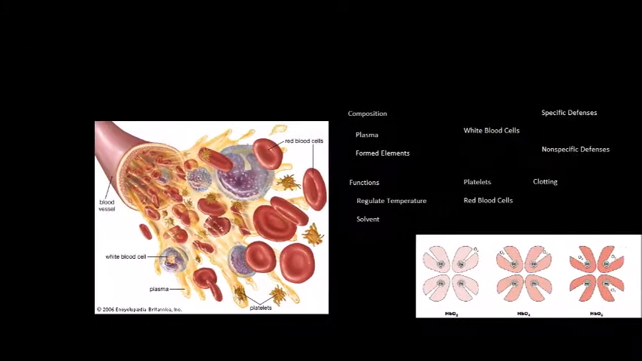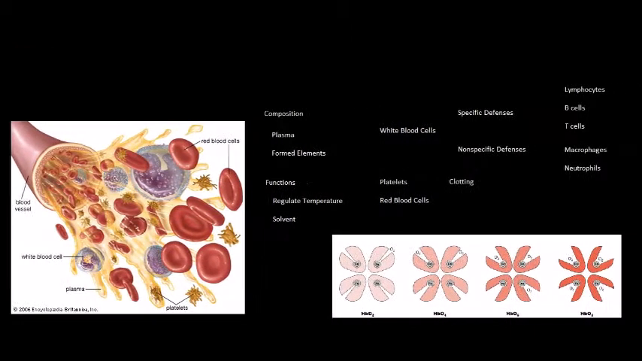Now let's discuss blood. The two main components of blood are plasma and formed elements. 50 to 60% of blood is plasma, and plasma is composed of about 92% water. The formed elements are composed of red blood cells, white blood cells, and platelets. Blood has multiple functions, each of which corresponds to the various components of blood.